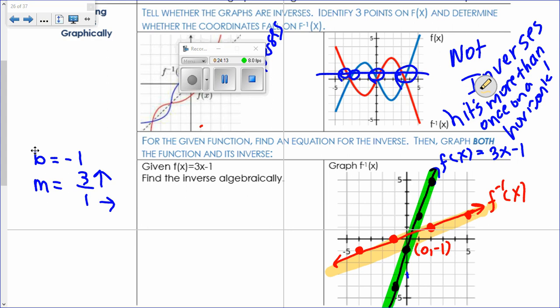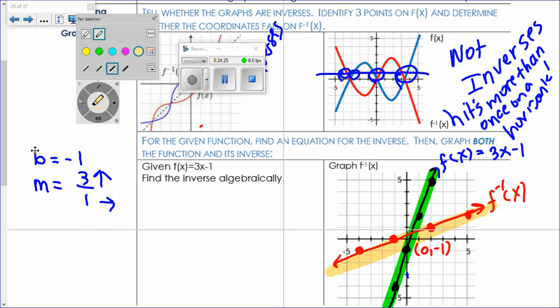Okay? Now, it says find the inverse algebraically. If this is on your test, you need to follow all of the directions. You need to follow all of the directions. So algebraically, I'm going to write the steps while you're doing that. We're going to switch x and y.